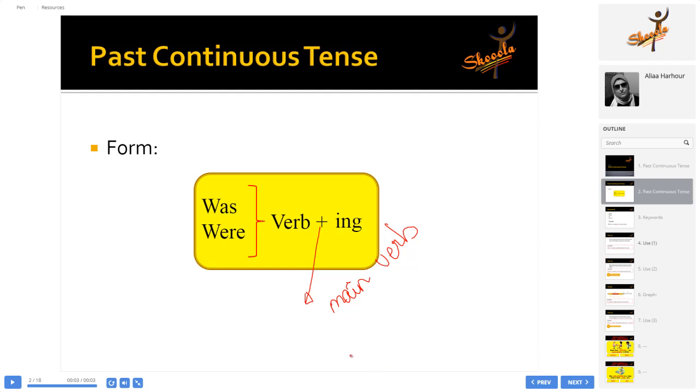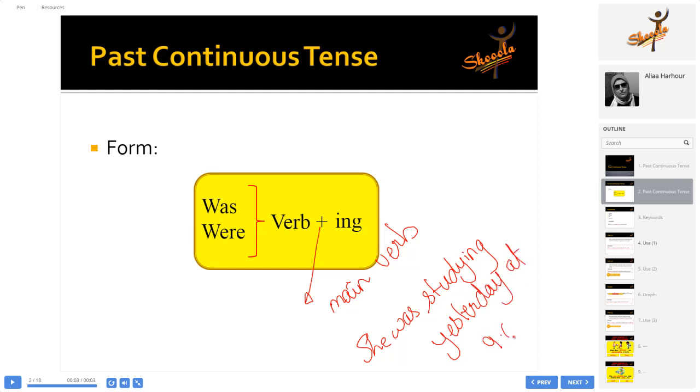When I say, she was studying yesterday at 9, look at the form. She was studying. What is this was? This is the helping verb. What is studying? This is the main verb.